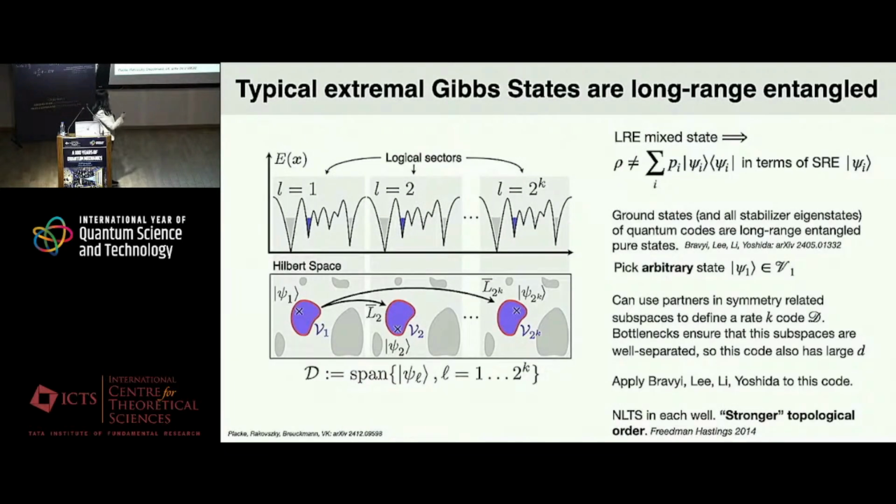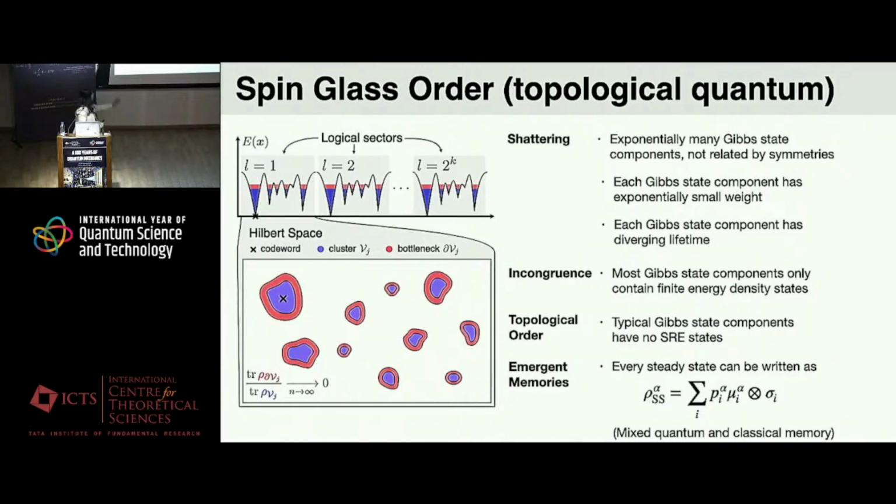And in each of these states, in any one subspace which is bottlenecked, you can show that these bottleneck subspaces are long-range entangled Gibbs states, that there's no short-range entangled decomposition of these. Moreover, if you pick any state from one of these subspaces, it's a stronger form of topological order, what people often refer to as NLTS, or no low-energy trivial states. You can show that these Gibbs states are very, very highly entangled. So I'll just leave this as a summary slide for the different features that these models have.